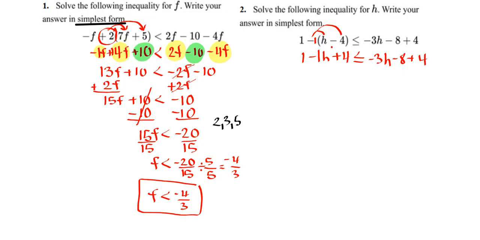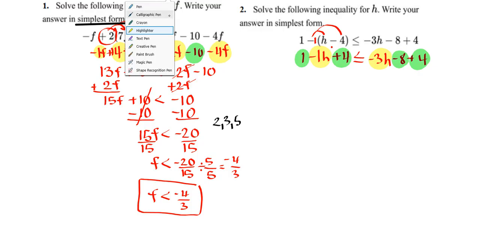At this point, we've distributed to remove the parentheses. Step number 2 is I'm going to combine like terms. On the left, it looks like I have a negative 1h, and then we have a constant of 1 and a 4. Those are going to go together. On the right side, we have a negative 3h, and then we have a negative 8 and a positive 4. And again, those will combine.